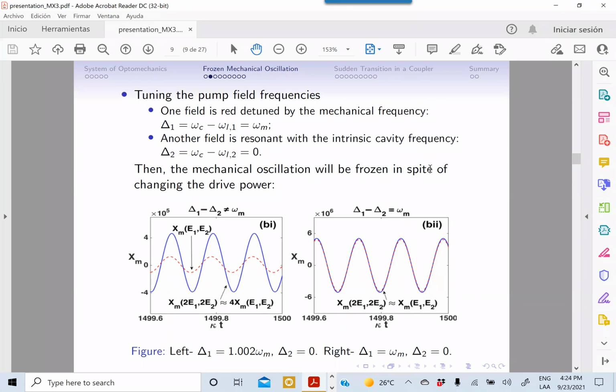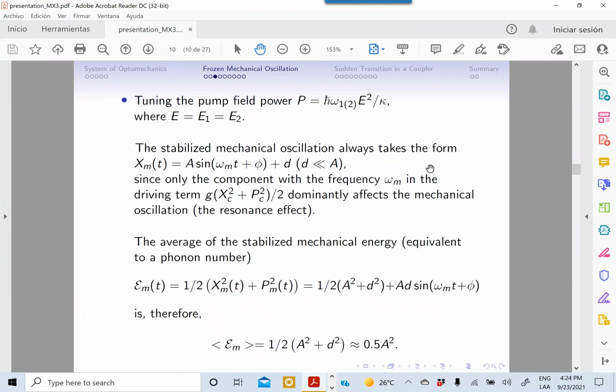The second thing we can change is the power of the external fields. The power is related to the amplitude in this way, squared. Here we choose that the two fields acting onto the optomechanical system have the same power. Before we look at the effect of power within a larger range, we take a look at the mechanical motion.